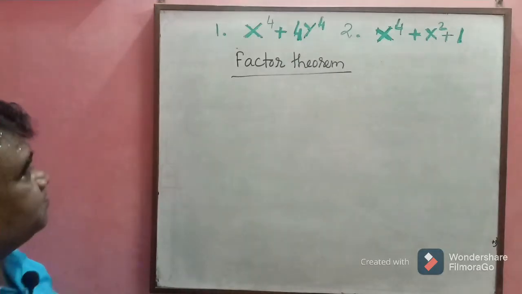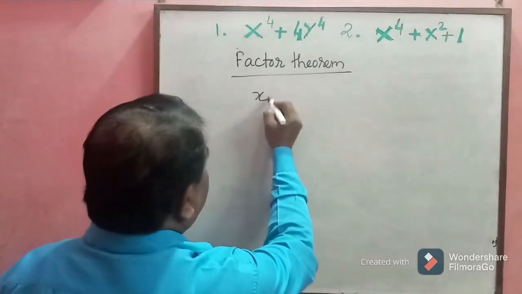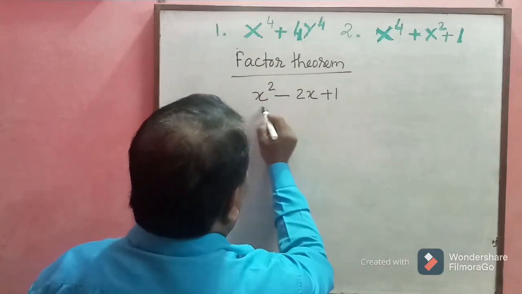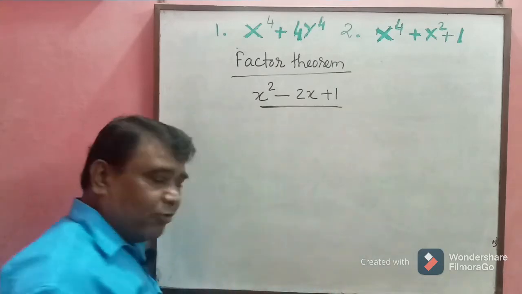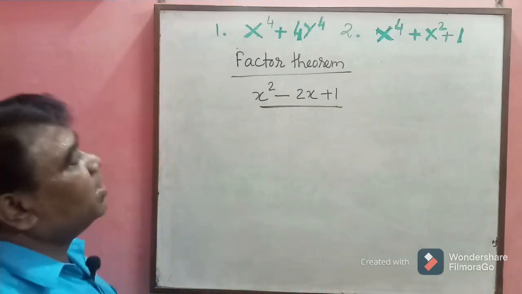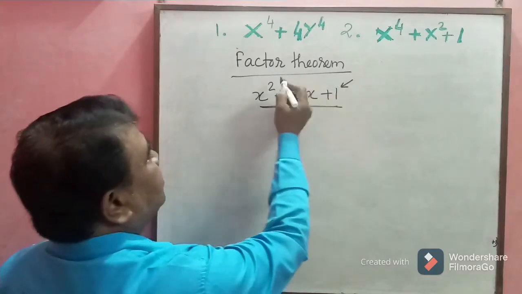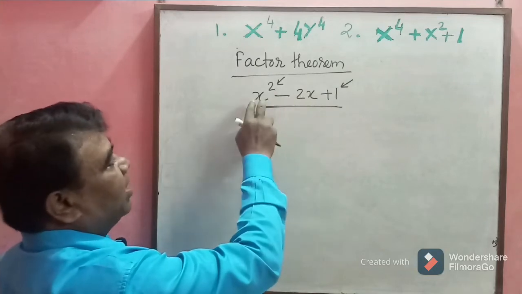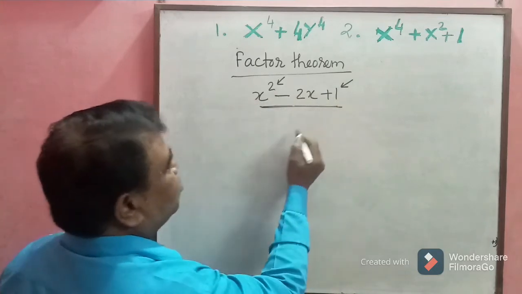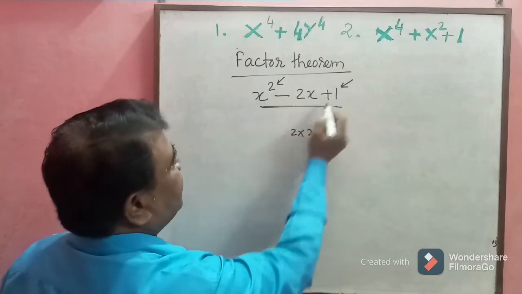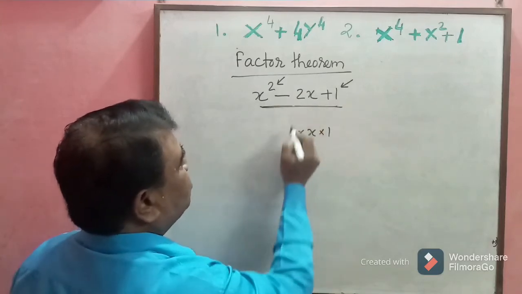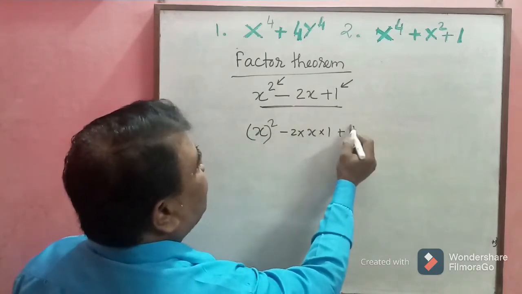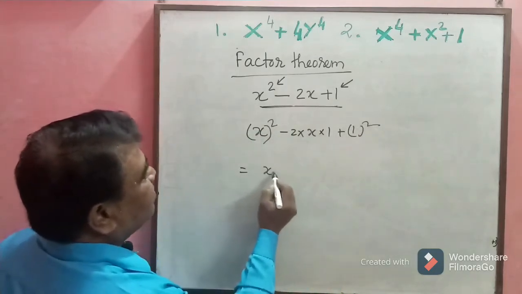Let's say this is your x square minus 2x plus 1. Because this is a perfect square, if you just try to remember, this is a whole perfect square number and this is a perfect square number. If I multiply 2 with the square root of this and this, that is 2 into square root of this one, x, and square root of 1, which is 1. So this is 2x. So obviously this is a whole square, that means x square, and plus 1 whole square. This is your x minus 1 whole square.